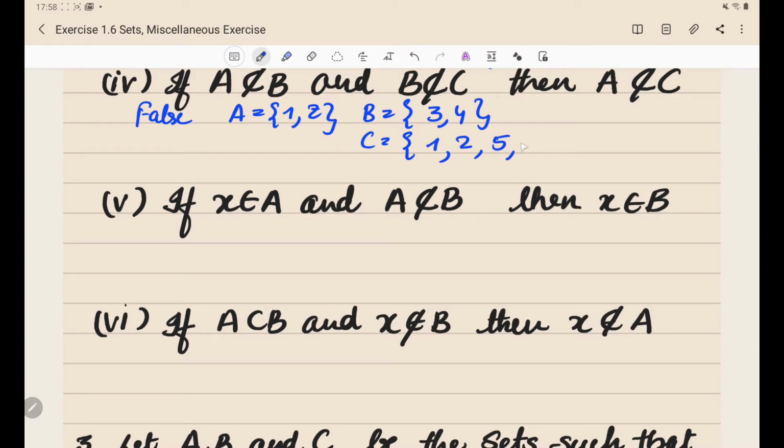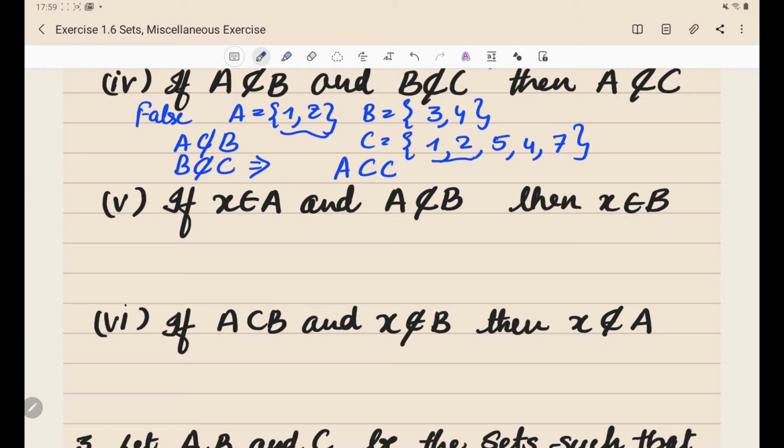5, 4, 7. So in this question, you can see that here A is not a subset of B. That is satisfied, right? Again, B is not a subset of C. That is also satisfied. But you can say that A in this condition is a subset of C, and hence you know that the statement is false.